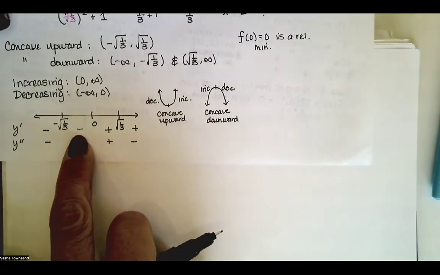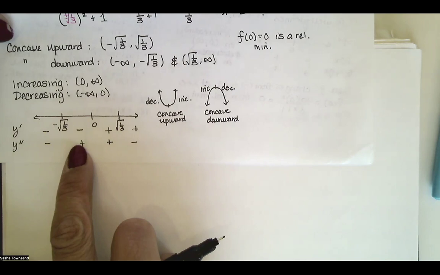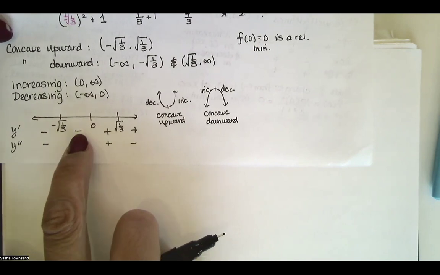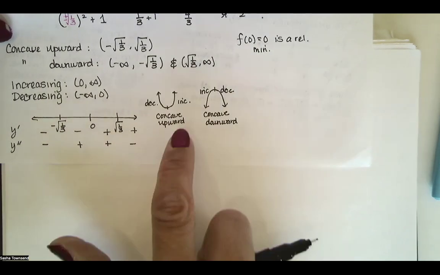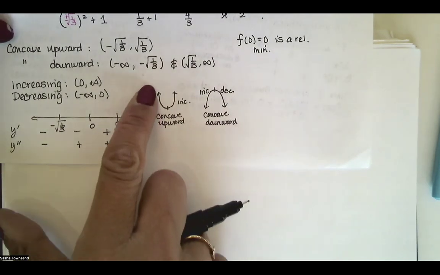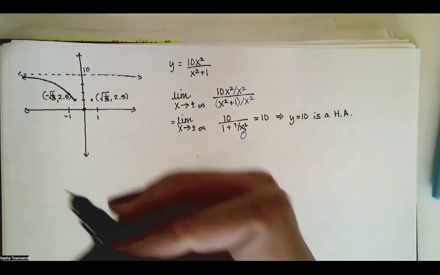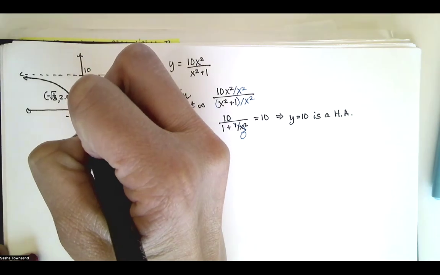Now here on this interval, the function is decreasing and concave upward, from the negative square root of 1/3 to 0. So if it's decreasing and concave upward, the decreasing part of the concave upward graph looks like that. So I'm going to go like that.